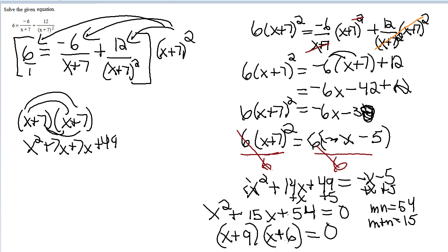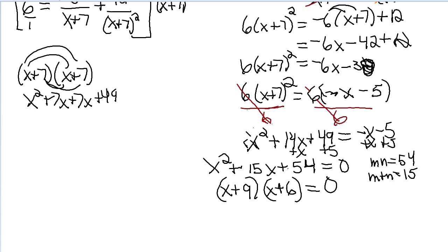Now that's not the answer. The final answer is to say what x equals. We have these two things multiplied to give you 0. So either one of them, x plus 9 is 0, or the other one, x plus 6 is 0. So it turns out our answers, our x values, are -9 and -6.